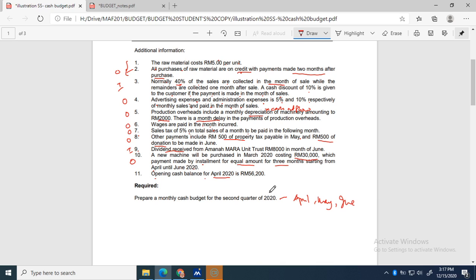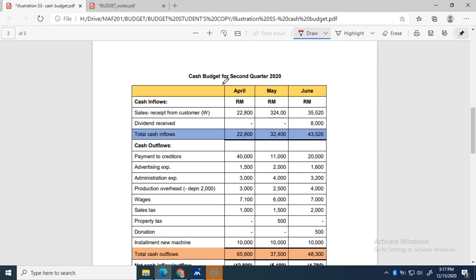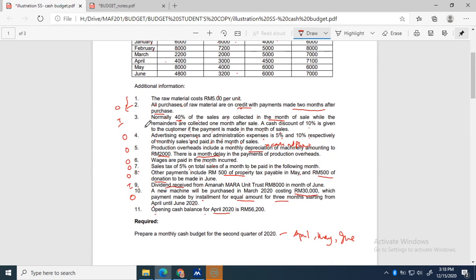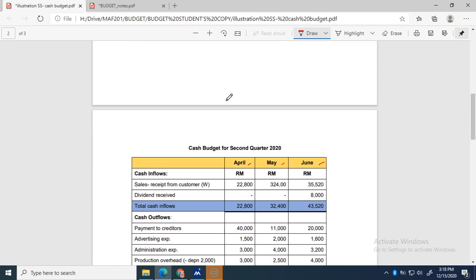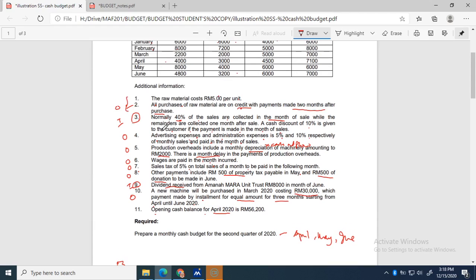Okay, so now we refer to the answer. The second quarter, April, May, June. So what is the cash inflow? Okay, the cash inflow, we have 2 here: the sales, number 3, and also number 9. We refer to number 3. The cash inflow is the collection from sales. So what is the information given here? Okay, the information given here, we take the example for sales.